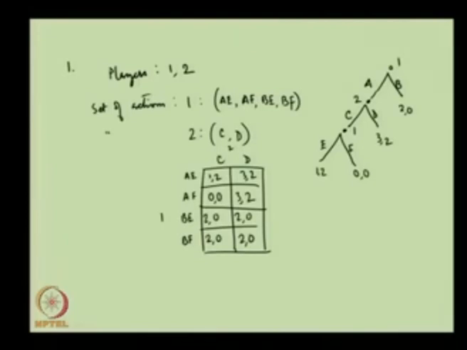So, this is the payoff matrix. We can see that there are 4 Nash equilibria here. These are AED, AFD, BEC, and BFC. This one, this one and this one.